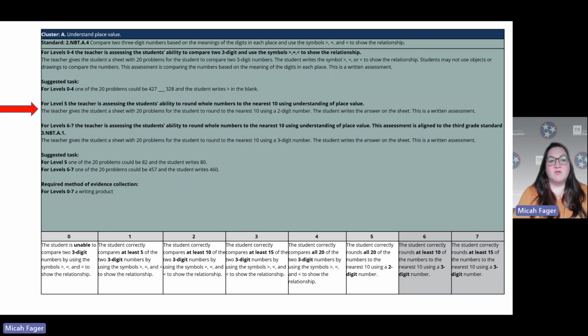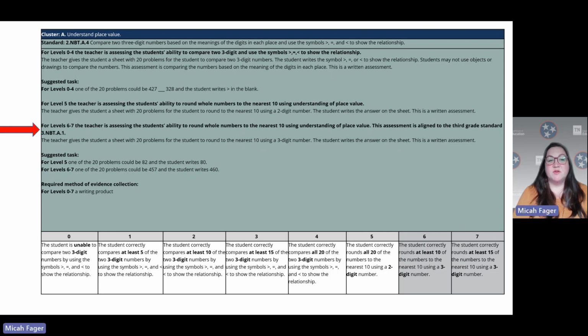When assessing for level 5, the teacher is assessing the student's ability to round whole numbers to the nearest 10 using the understanding of place value. The teacher gives the student a sheet with 20 problems for the student to round to the nearest 10 using a two-digit number. The student will write the answer on the sheet. So again, this is a written assessment.